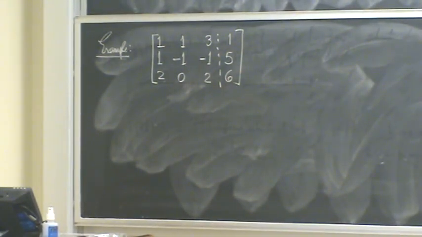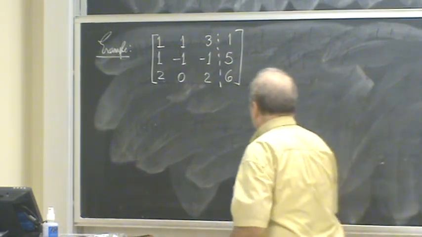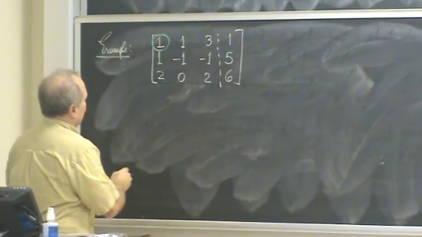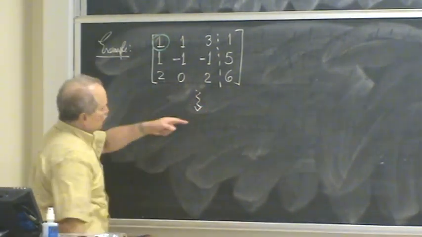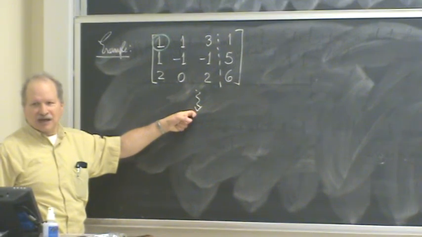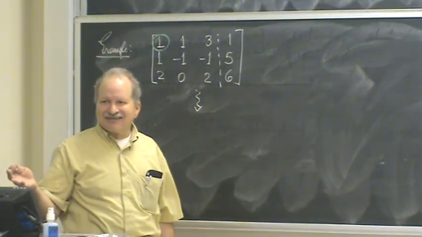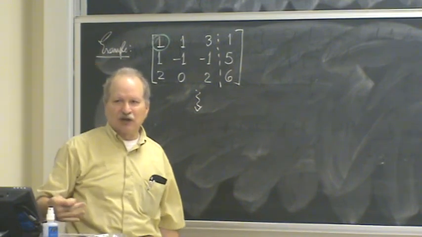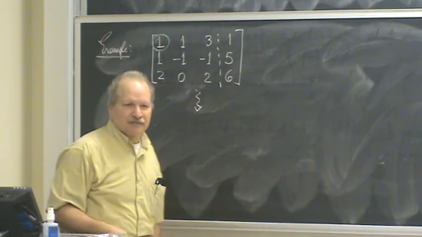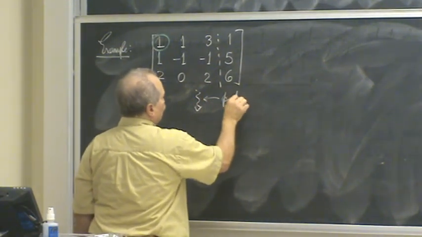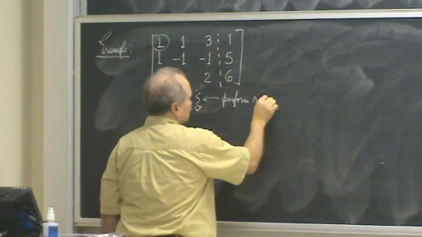So the game plan is going to be use that 1 to clear out down below it. So I'm going to start, just to keep track of what I'm doing, I'm going to circle that 1 and say, okay, by the way, I'm going to use a squiggly arrow, as does the book. Doesn't mean equals. It means get from here to here by doing row operations. So this symbol means perform 1 or more row operations.